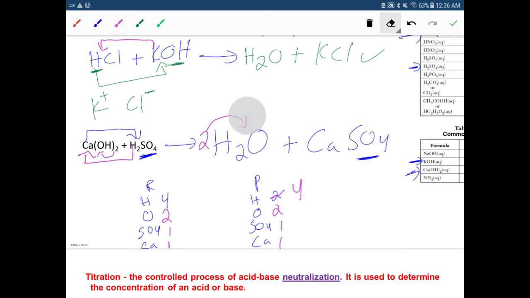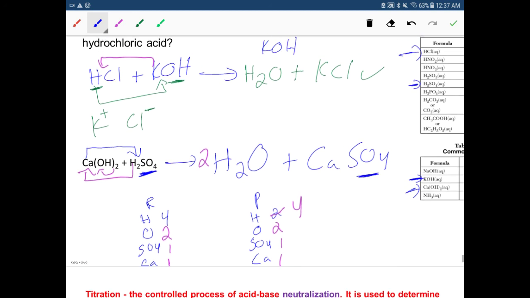So the balanced reaction is going to be Ca(OH)2 plus H2SO4, producing 2H2O plus CaSO4. Usually the balancing for these is going to be pretty simple for neutralization reactions. But if it doesn't ask you to balance, you don't need to balance. As long as you know how to find the products, you're good.